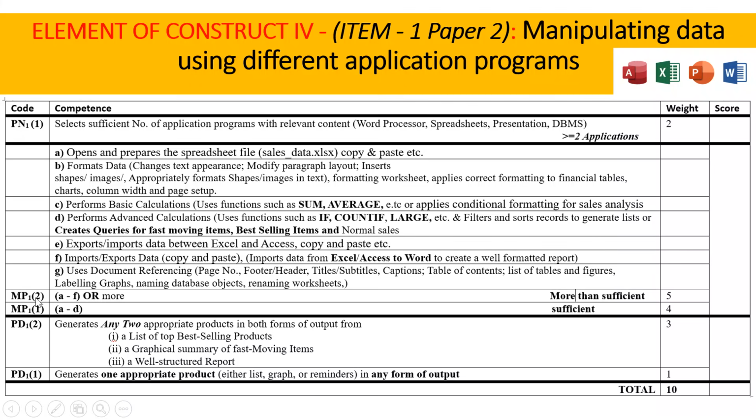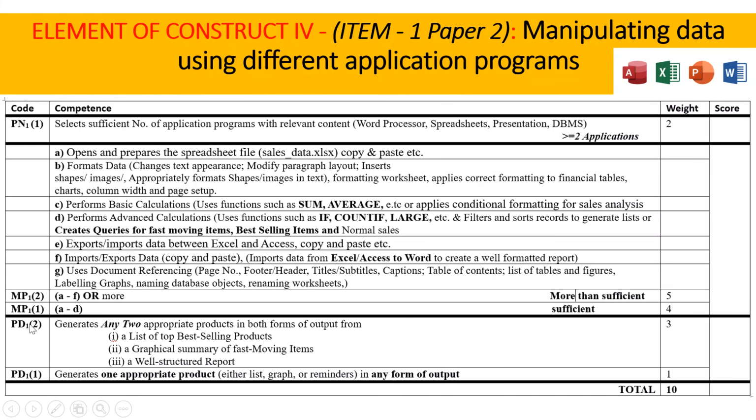And now MP stands for data manipulation, how the candidate is manipulating data using those different application programs. So if a candidate has done from A up to F, we are seeing that this candidate has done more than what is sufficient, that is 5.